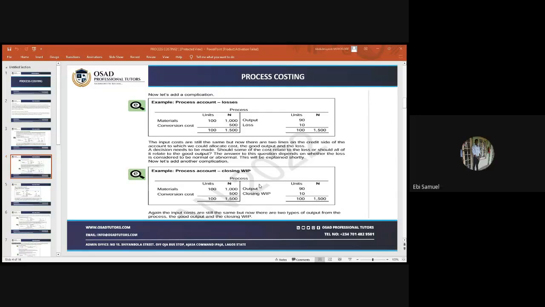Yes. Okay. Now, we are being told there is no loss. But we made an output of 90. That means the remaining 10 is not as if we lost it, but it is still a work in progress. It has not finished. It's not yet a finished good. Again, the input costs are still the same. But now there are two types of output from the process: the good output and the closing work in progress. Let's move on.